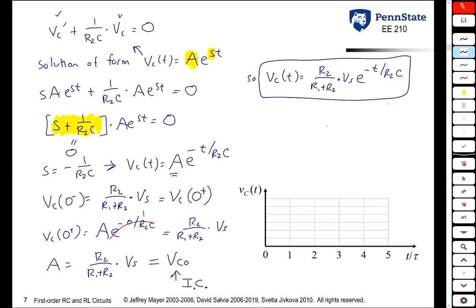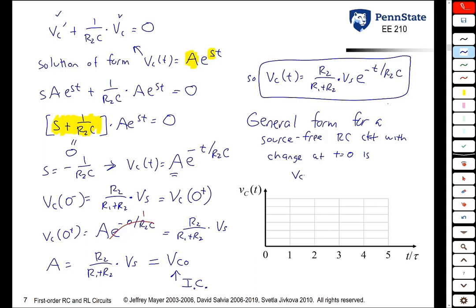We can generalize this solution for any source-free RC circuit. So the general form for a source-free RC circuit with a change at t equals 0 is going to be Vc of t equals some Vc naught times e to the minus t over tau. This Vc naught is an initial condition. This tau is something that we call a time constant, which we will look at shortly. The Vc naught tells us how high the voltage is initially. The tau controls how quickly it decays to 0.